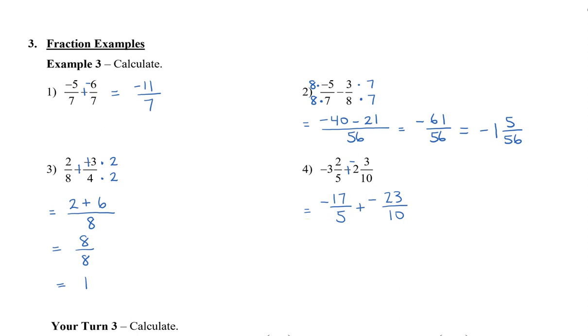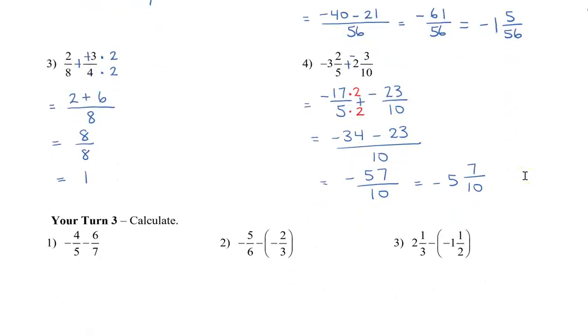So we need to multiply the first fraction by 2 to get a common denominator of 10. And negative 17 times 2 is negative 34 minus 23, all over the common denominator of 10. And then negative 34 minus 23 is negative 57, all over 10. And if you want to change it to a mixed number, it's going to be negative 5 and then 7/10.